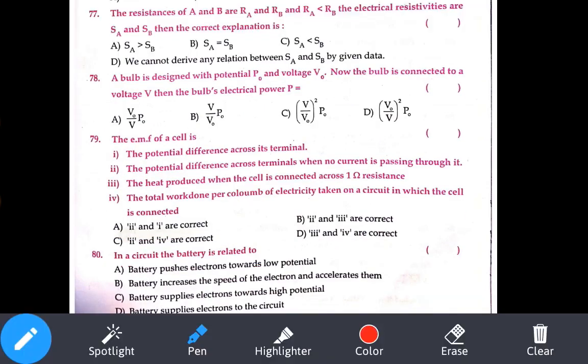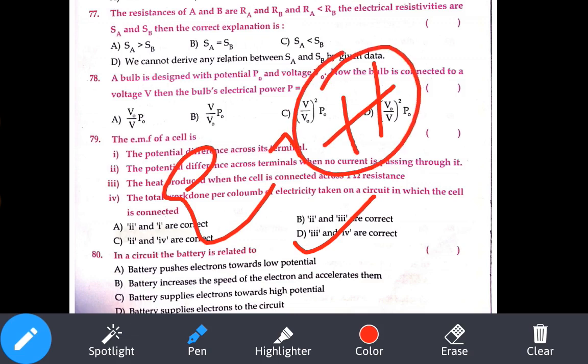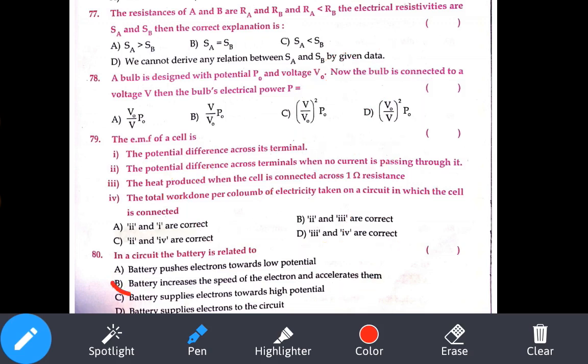80th question. In a circuit, the battery is related to what? The battery pushes electrons towards the low potential? No, electrons move from low potential to high potential, so towards the high potential. The battery increases the speed of electrons? The speed of electrons will be constant; that is called drift speed. The battery pushes electrons towards the high potential. So option number C is our answer.